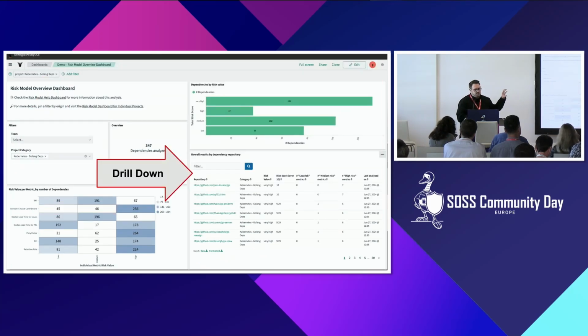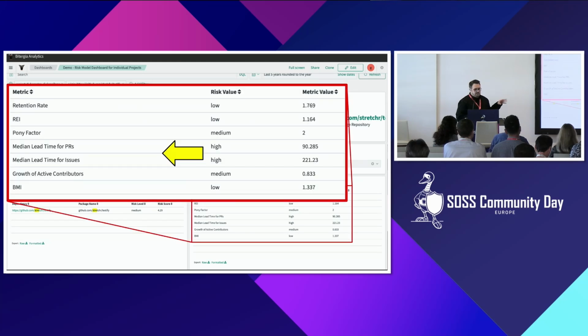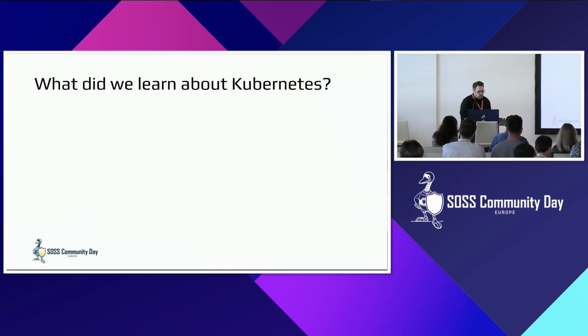We can also drill down to the specific results for the dependencies and understand how the score was calculated. Let me give an example with another separate dashboard for specific results. This dependency has a medium total risk of 4.9. We can focus on this table, see the individual values of all the metrics, and see that the risk is medium because there are two high risk metrics, related to the lead times. This could mean the project is slow closing issues and slow reviewing code contributions. We know that something's going on, and it gives us a starting point for where to look.